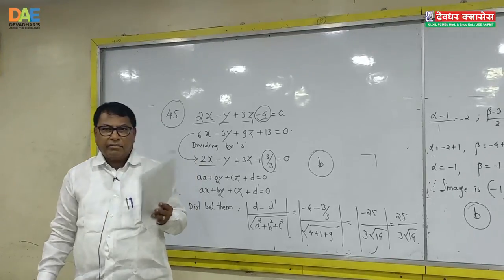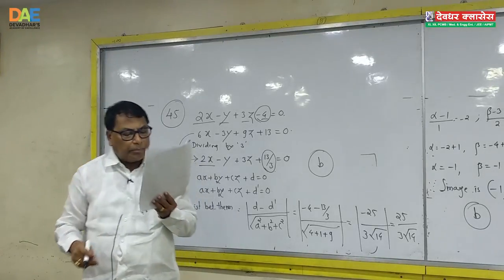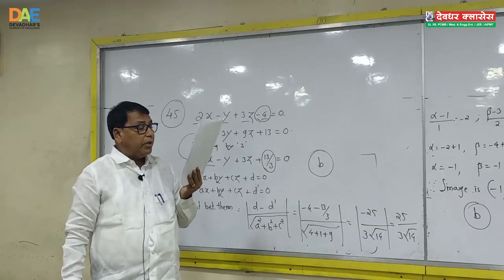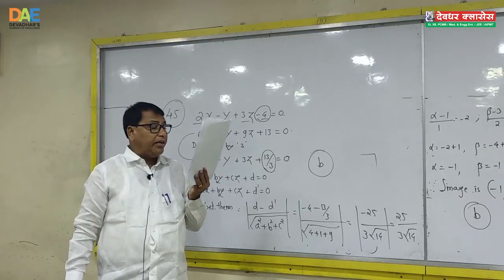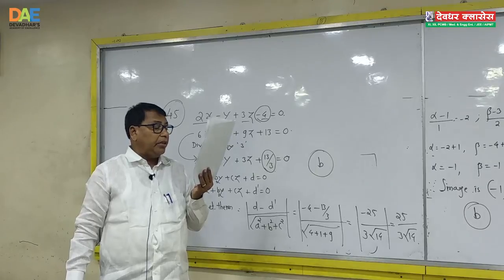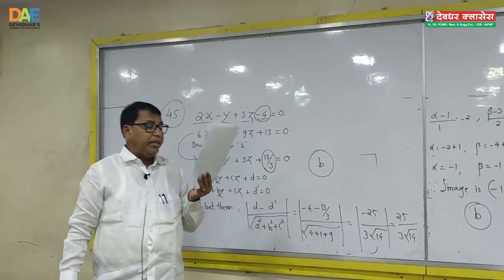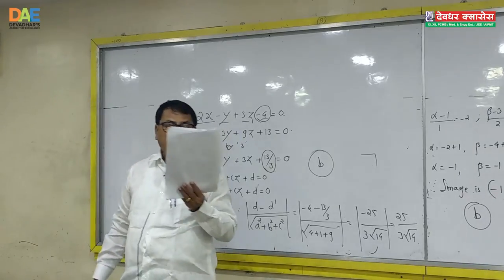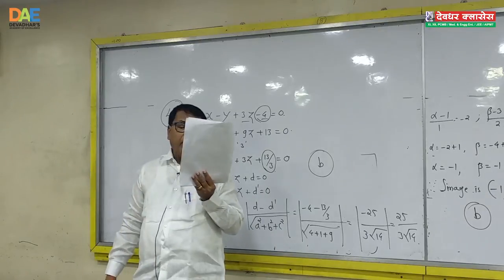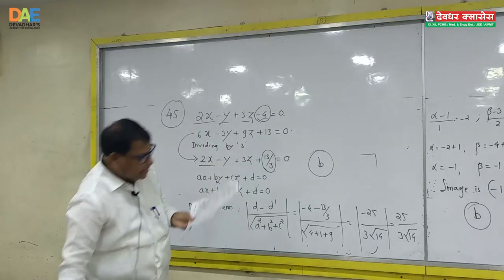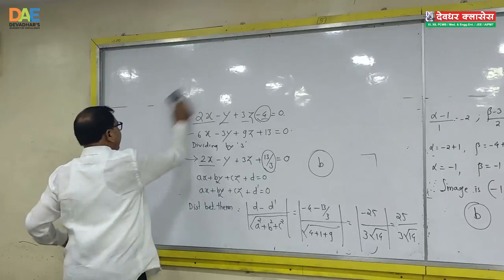A plane ax plus by plus cz plus d contains the line so and so. The point (2, 1, minus 1) is at a distance of 1 upon root 6 from the plane. Then find the value of a plus b plus c. First of all, two planes are given. Example number 44.